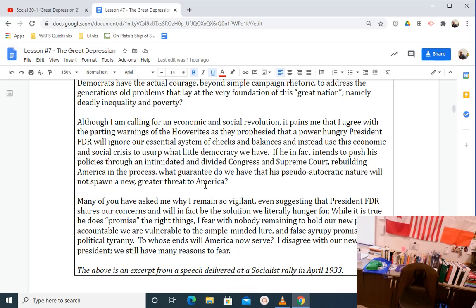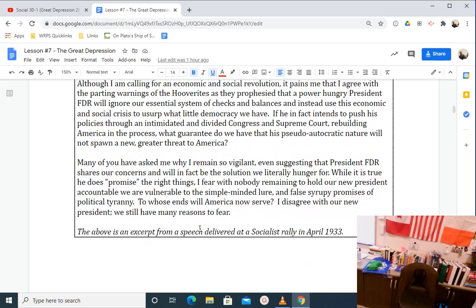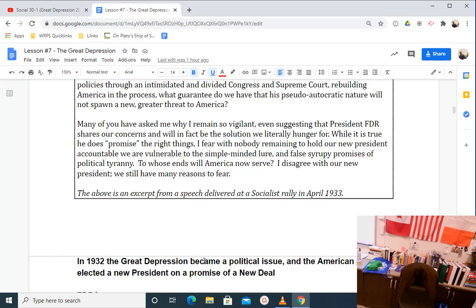If he, in fact, intends to push his policies through an intimidated and divided Congress and Supreme Court, rebuilding America in the process, what guarantee do we have that this pseudo-autocratic nature will not spawn a new, greater threat to America? Many of you have asked me why I remain so vigilant, even suggesting that President FDR shares our concerns and will, in fact, be the solution we literally hunger for.